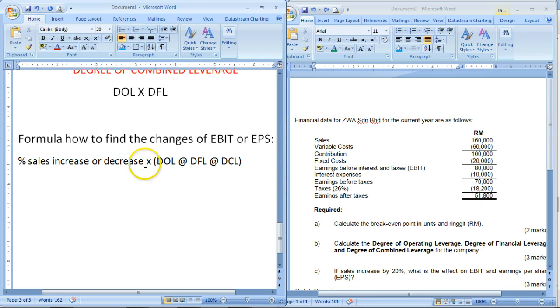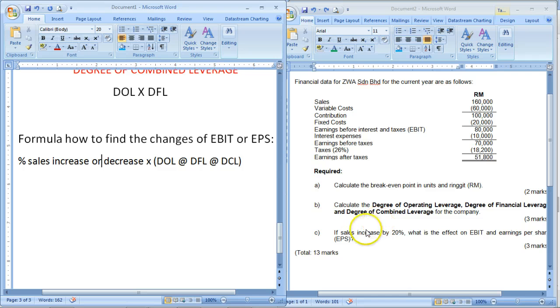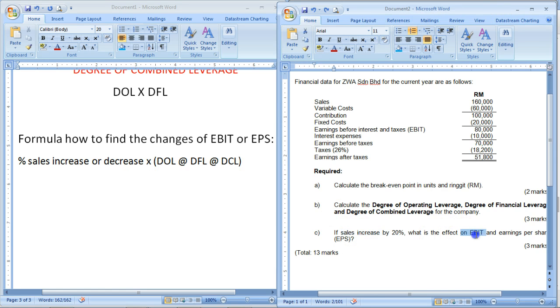Okay, so let me give you an example. The question will ask you like this: sales increased by 20%. What is the effect on EBIT? So what do you have to use? Perfect. When sales increase 20%, 20% times what? If sales and EBIT, correct, you use DOL. If sales and EPS, you need to use DFL or DCL, class. The question gives you sales, so use DCL.